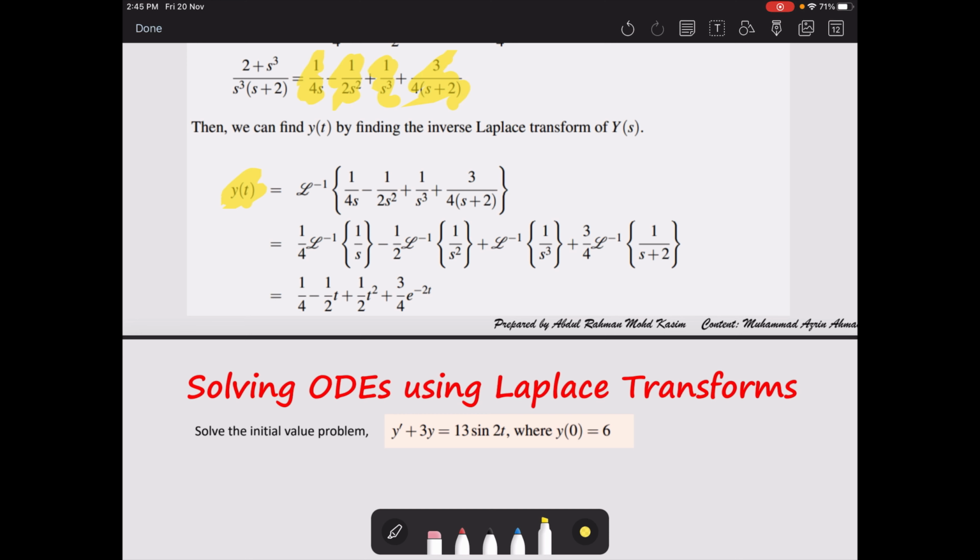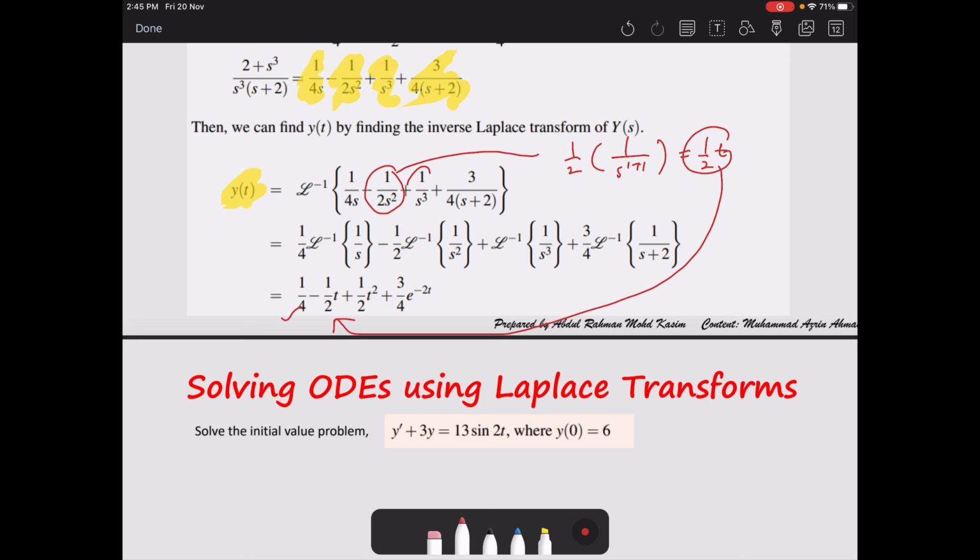So when you inverse 1 over 4s, look at the table. So you will have 1 over 4. Correct for this one. What about negative 1 over 2s squared? When you have this one, remember, you will have 1 over 2 and you will have 1 over s, so basically you will have 1 over 2 t. So that's why this is over here.